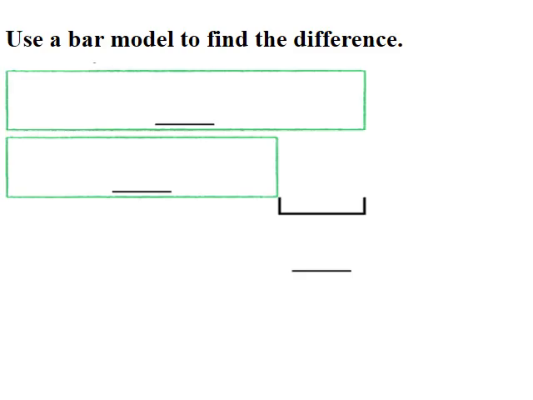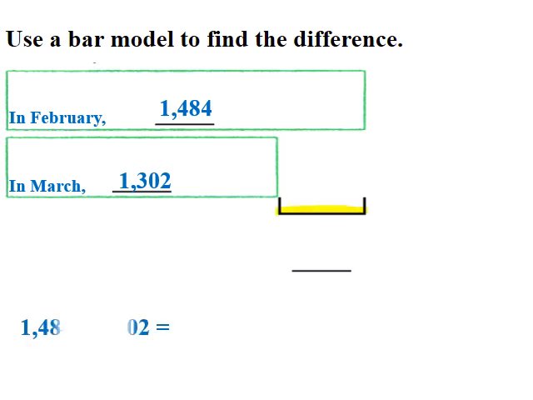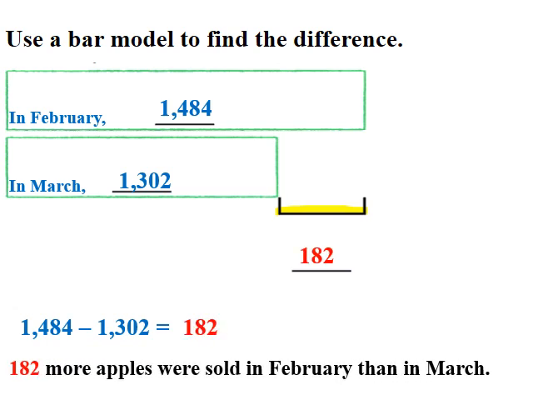The second step is to find the difference. I will use the bar model to help me write a number sentence and find the difference. Since in February there were more apples sold, I will write it here in the top bar. And I will write the number of apples sold in March here in the second bar. And here's the difference. Let's subtract to find the difference. 1484 minus 1302 equals 182. So 182 more apples were sold in February than in March.